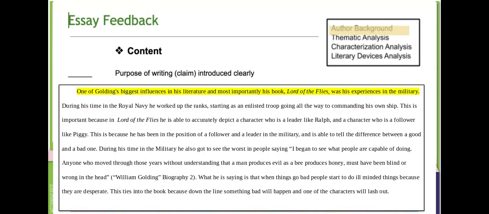Okay, we have another. It says, one of Golding's biggest influences in his literature, and most importantly his book Lord of the Flies, was his experiences in the military. This is also good. This is talking about specifically his experience in the military, and then they follow up with some examples of that.